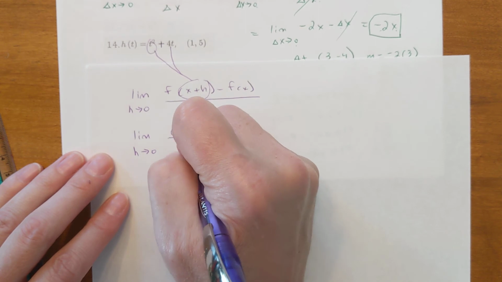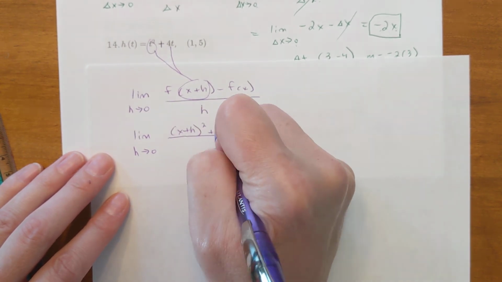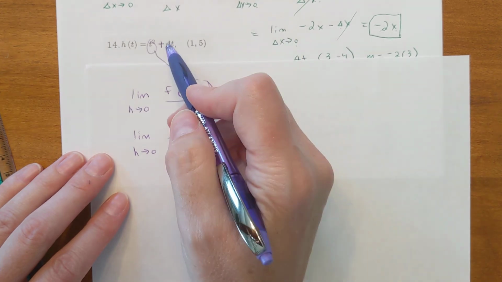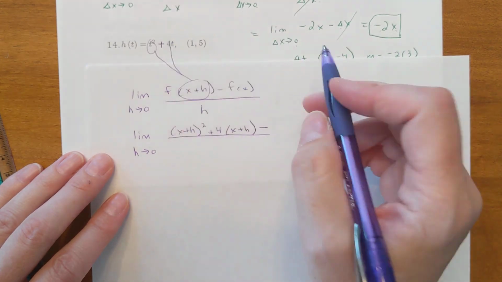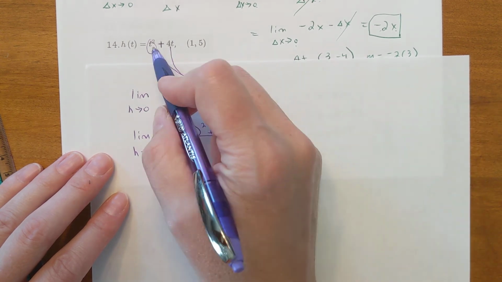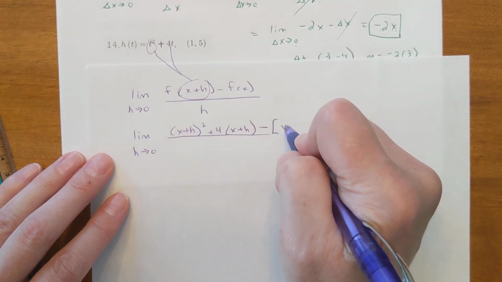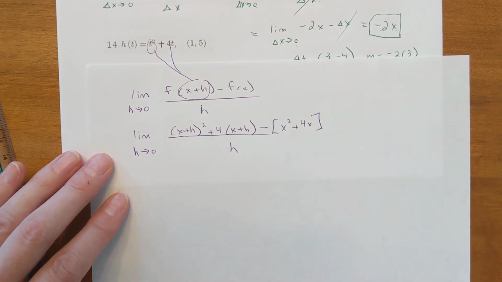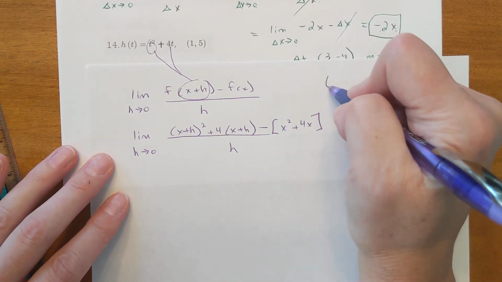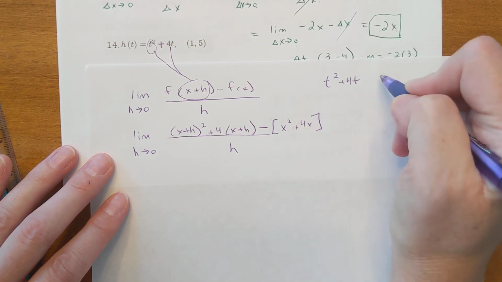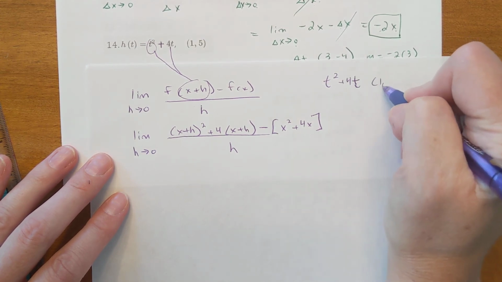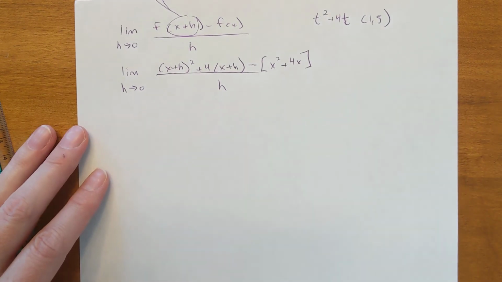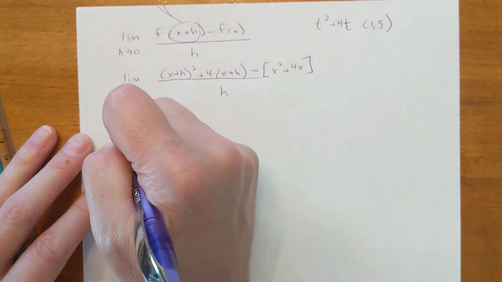So that's going to make x plus h squared plus 4 times x plus h, and then minus f of x, which here we'll put an x in for. So that would make it x squared plus 4x, and then over h. Again, the original was t squared plus 4t, and it's at the point 1, 5. All right, I'm going to move this out of the way. Doing the math on it again, you have to FOIL this out.